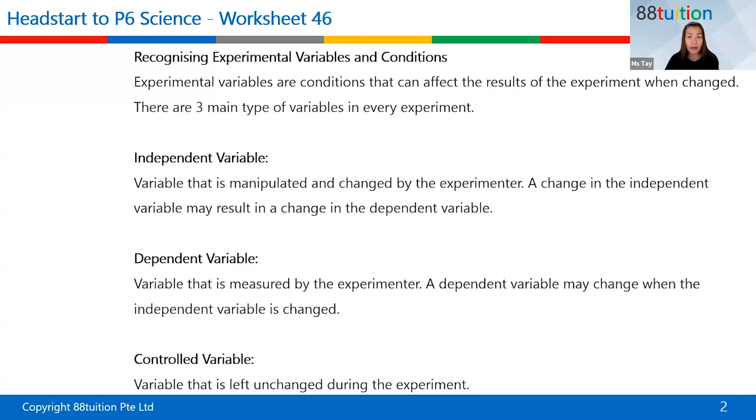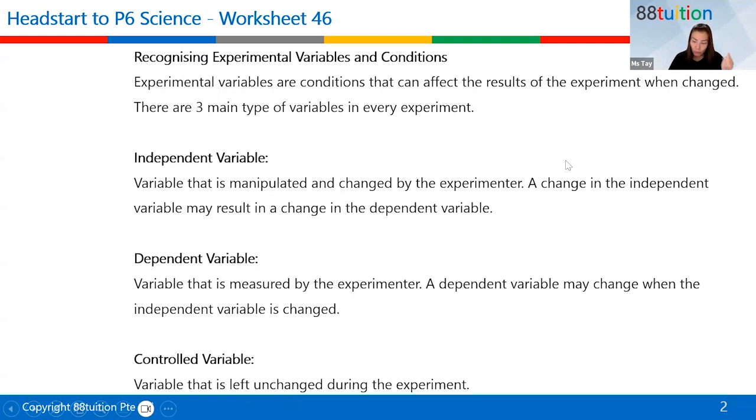So if I have more light, then of course more oxygen gas will be produced. That is telling me that the greater the amount of light, the higher the rate of photosynthesis. Next, a control variable is left unchanged during the experiment. I can say things like the type of plant that I'm using, maybe the number of leaves on the plant. All these have to stay the same.